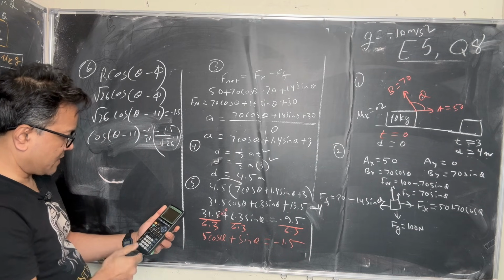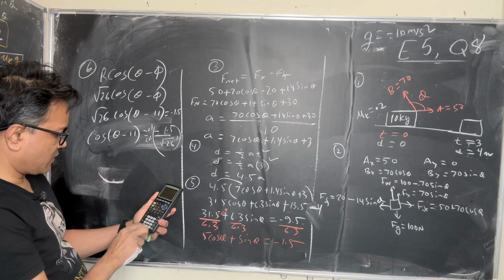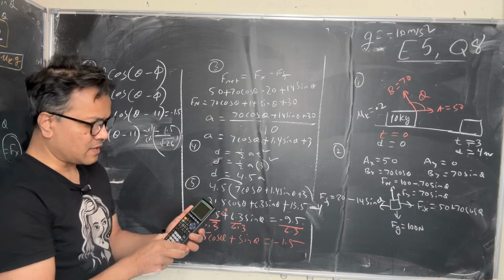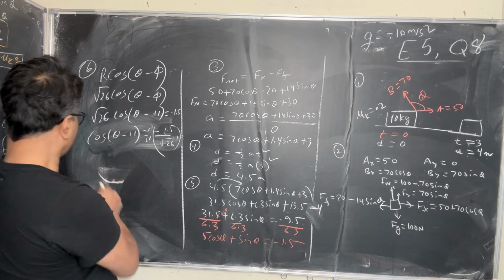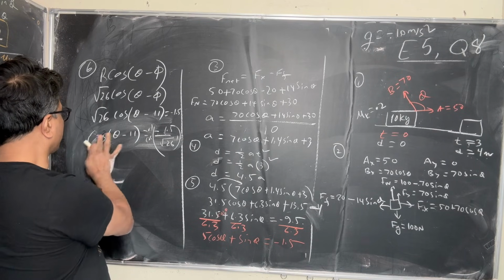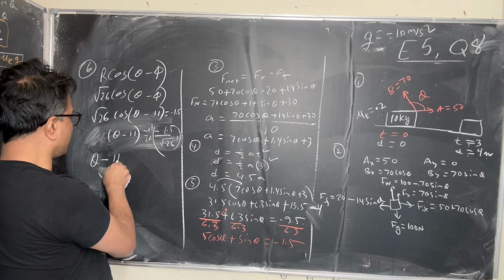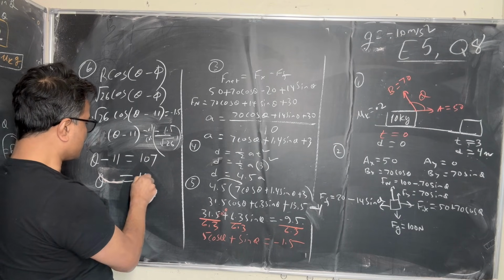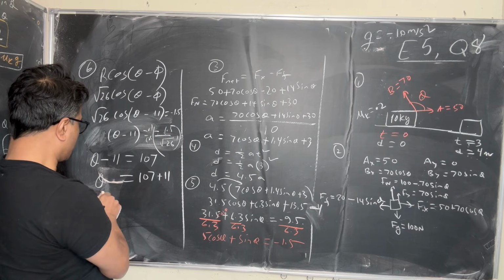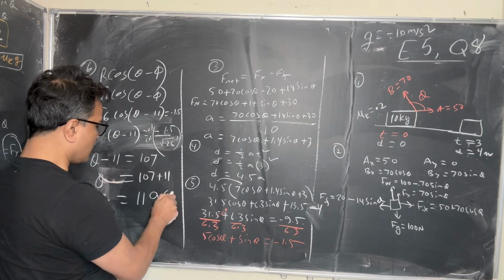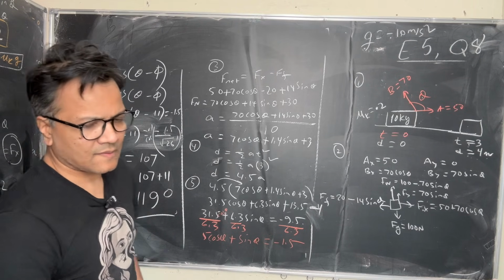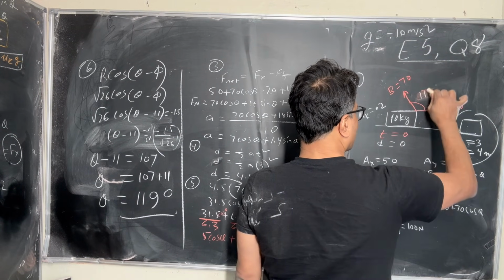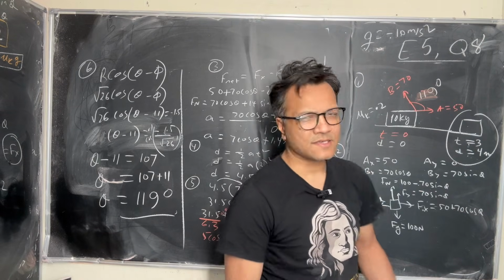So cosine theta minus 11 is equal to negative 1.5 divided by square root of 26. Inverse cosine of negative 1.5 divided by square root of 26 is 107. So theta minus 11 is equal to 107. So theta is equal to 107 plus 11, so theta is equal to 119. Yeah, a 119 degree angle is going to make it possible. So this must be 119 degrees, so that at 3 seconds the displacement is 4 meters.